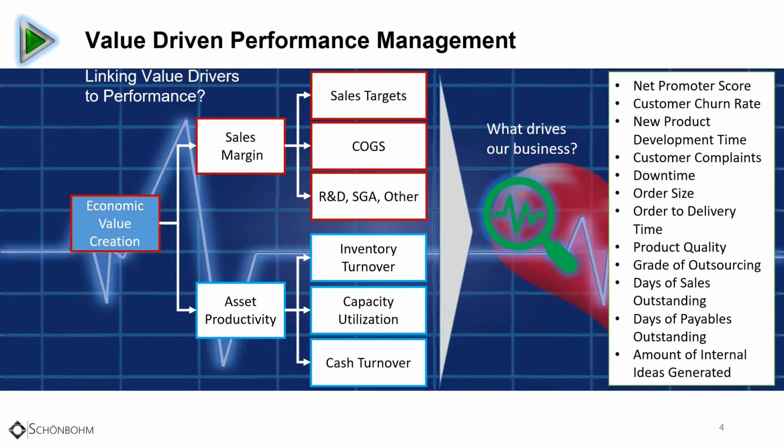Because if we don't sell products, inventory turnover doesn't make any sense to us. If we don't have R&D, then this number is meaningless. So there are a lot of interesting KPIs that try to answer that question. So we have the Net Promoter Score, customer churn rate, new product development time, downtime, order size, days of sales outstanding, all of that. The question is, how do we reverse from these KPIs and from the activities that we do in business to create economic value?